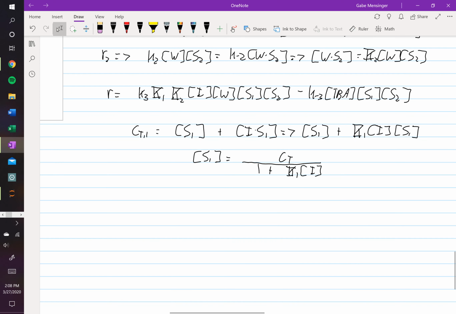And then same thing for CT2. We have our empty sites of site 2 plus all of our species bonded to site 2, in this case only the water. I believe it's water. It is. Okay. So it's going to look very similar to the one we just did.